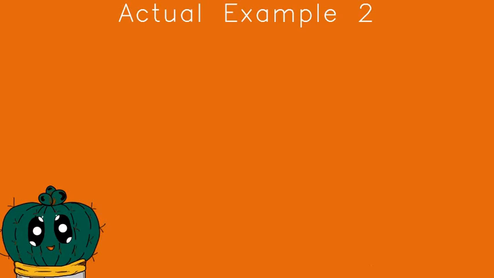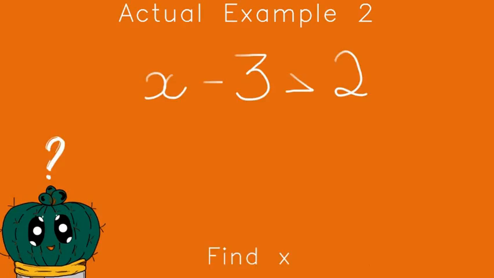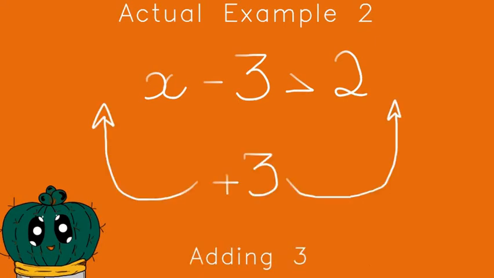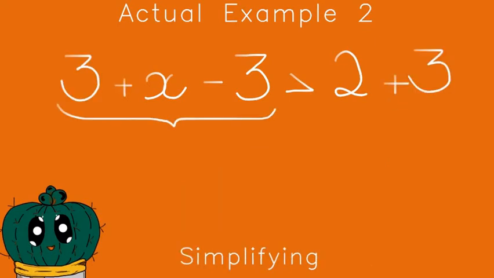Let's go through another example. Let's say we have the following algebraic inequality: x subtracted by 3 is greater than 2. Again, we want to find x. How do we do that? We can do that by removing the -3. How do we remove the -3? We remove it by adding 3 on both sides, and because we're doing the addition on both sides, we don't affect the inequality.